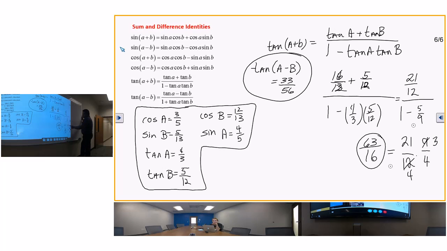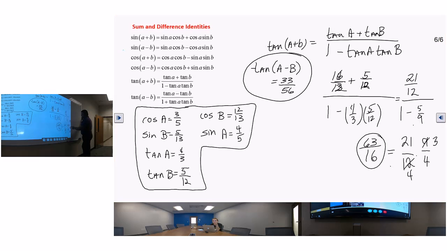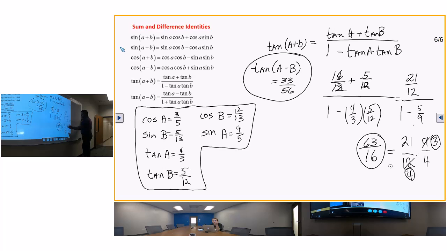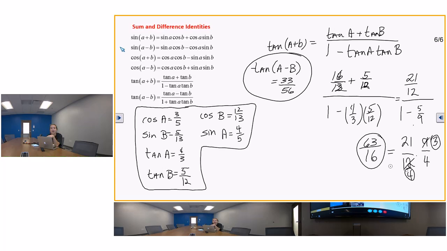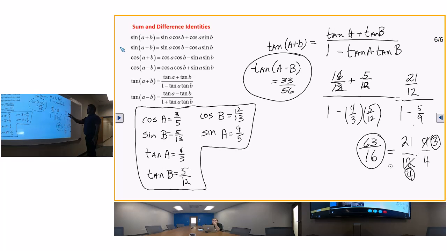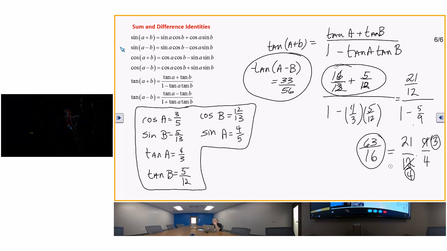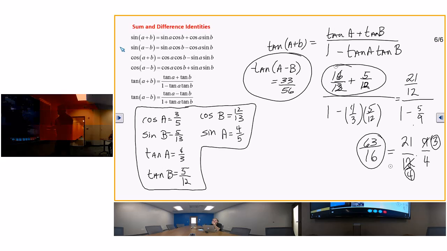How many times will 3 go into 9? 3 times. How many times will 3 go into 12? 4. What's 21 times 3? 63. Up here, I had to get a common denominator because you're adding. With multiplication, you don't have to. Dividing is nothing but multiplication by the reciprocal.